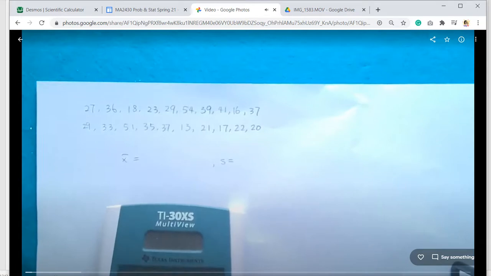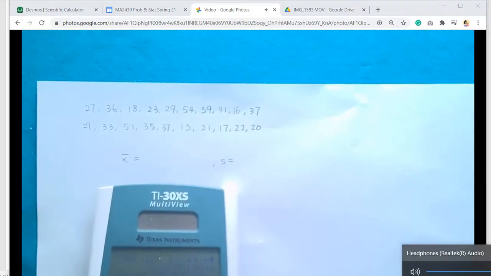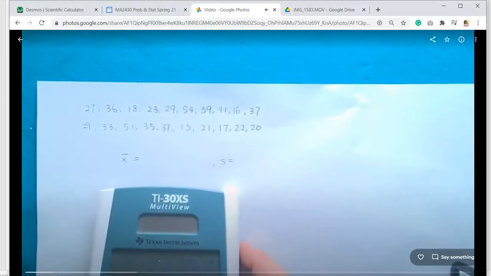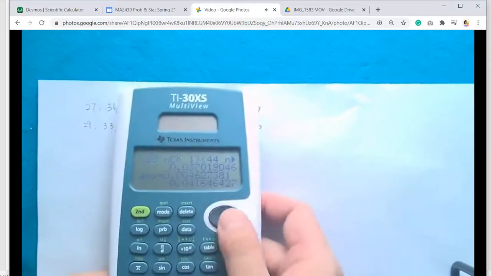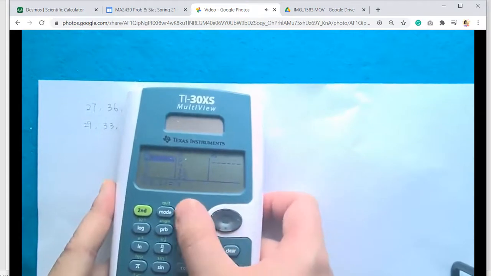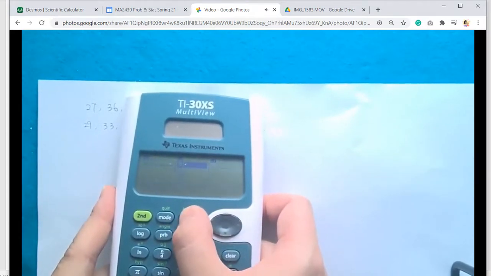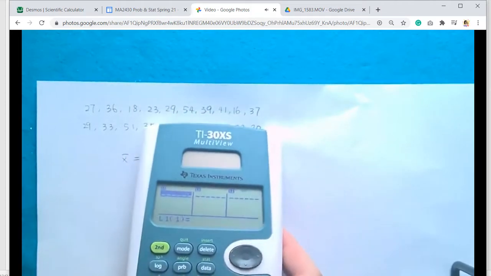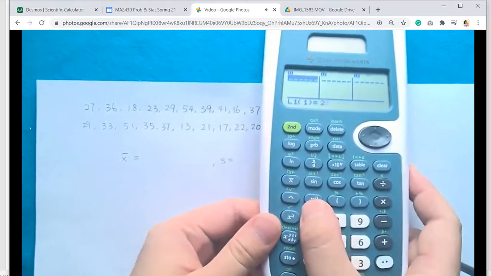Hi everyone! In this video, I want to show you how to use your calculator to find the mean, variance, and standard deviation of a sample data. Okay, so first of all, you go to data, and if you already have something, just delete all of it. Okay, so you input the data. So we have 27.